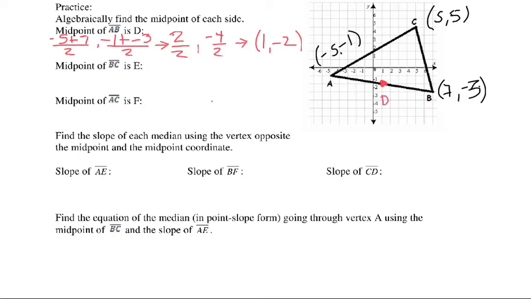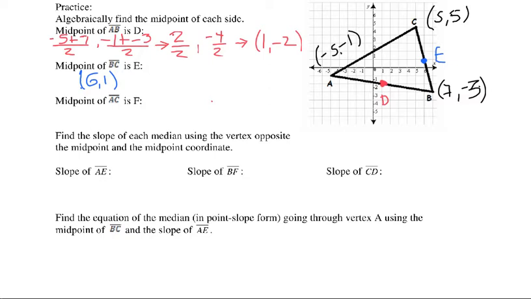Alright, next I want you to do the next two midpoints. Find the midpoint of BC, and find the midpoint of AC. Your midpoint of BC over here, point E, should be (6, 1). The coordinate of F over here, of side AC, should be (0, 2).